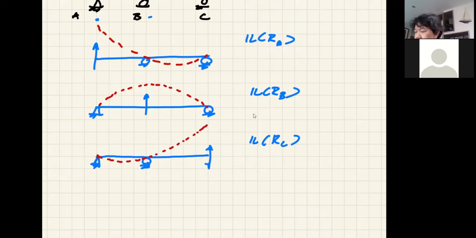Now, one more thing that you should always recall is that this is made by applying the unit load on the structure, right? So you can be sure that the magnitude of this comes when you apply the unit load at A. So this is 1. This is the magnitude when you apply the unit load at B. So this is 1. And likewise here, this height is also 1.